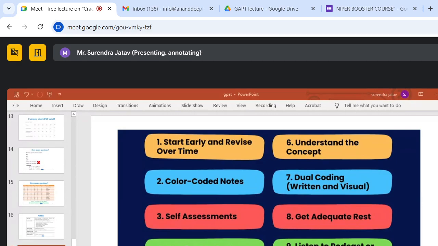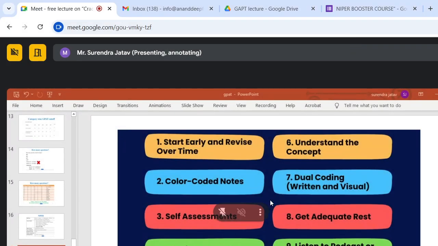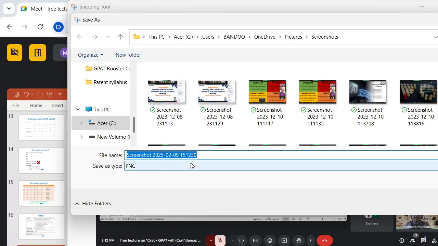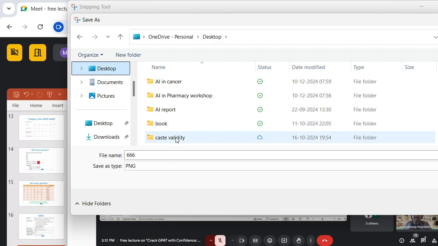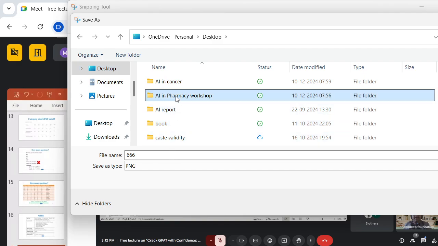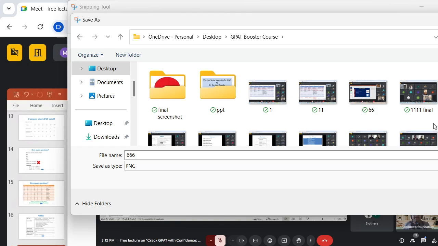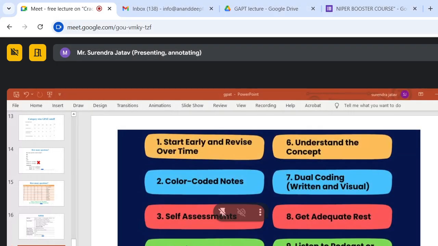Some of my students are always creative and make colorful notes, and I know some of the names. Double coaching, written or visual: sometimes you need coaching, sometimes mentorship, to enhance your performance. Self assessment is mandatory, 100% compulsory. Self assessment means test yourself, discover yourself, discuss with someone how much knowledge you have, share, read books, solve questions, then do self assessment.